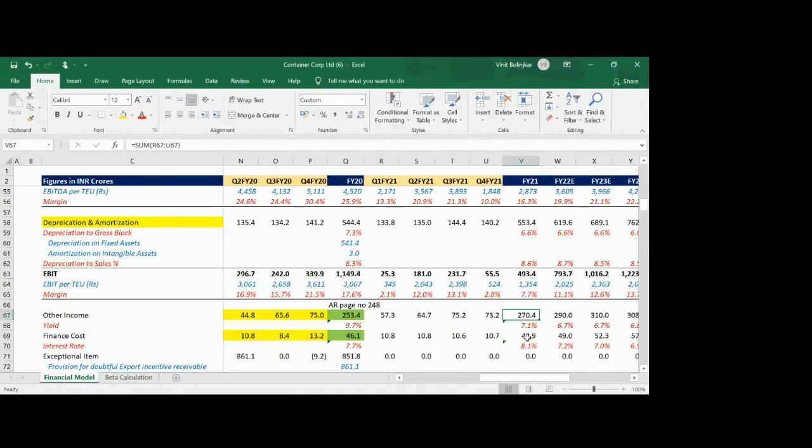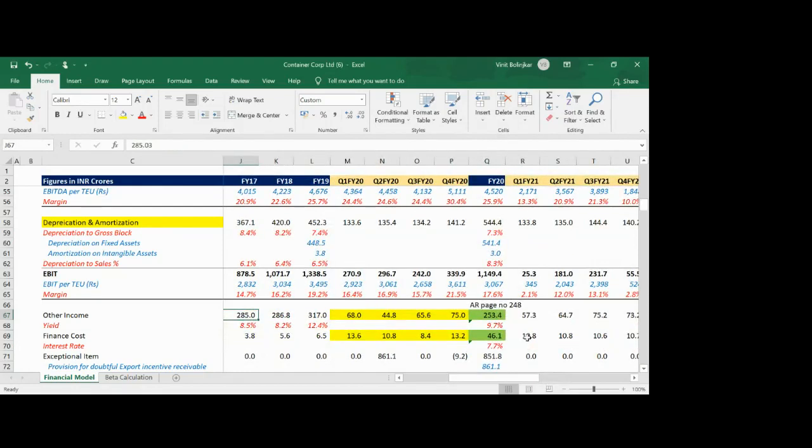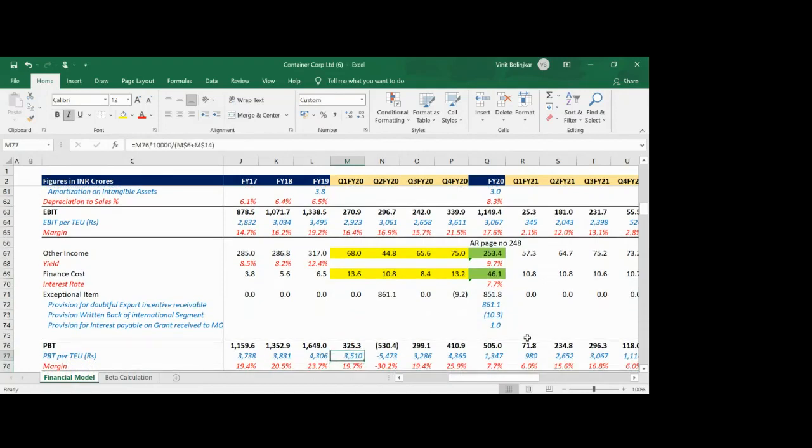Okay. Once you have taken the EBIT and EBIT margins into perspective, spare cash is parked into some assets in the company. So those are the other income that we add to the business, and we subtract the finance cost, right? Once those other income and finance costs are subtracted, then there would be exceptions for doubtful incentives that you reached, provisions that are written back, and any provisions for interest payable, all those are deducted, and then what you get is the profit before tax.